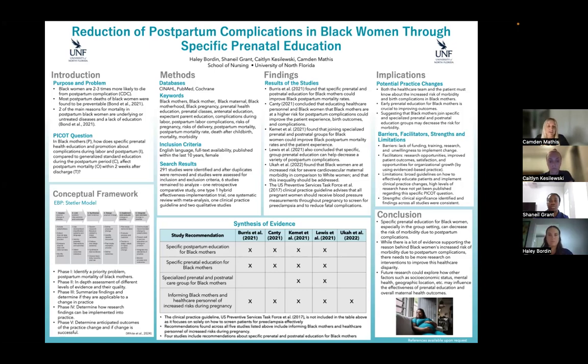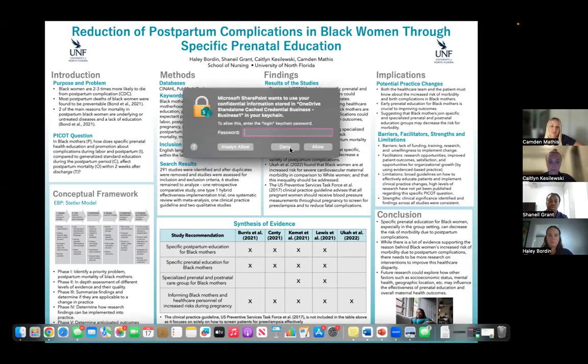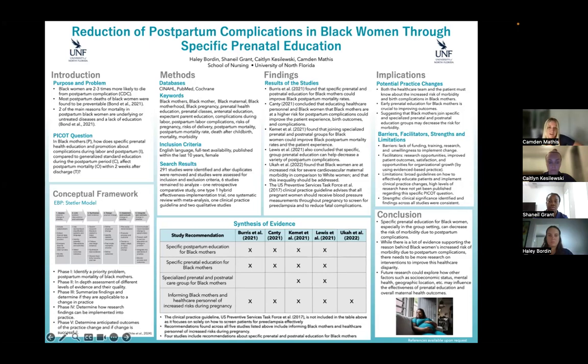For our inclusion criteria, we just did English language, full text availability, published within the last 10 years, and female. And our exclusion criteria was non-Black patient population, non-English, and no full text availability. So our initial search brought up 187 sources from CINAHL and 104 from PubMed. In total, there were 291 studies. And then we went through and screened them for duplicates. After that, we found 6 studies that we included.